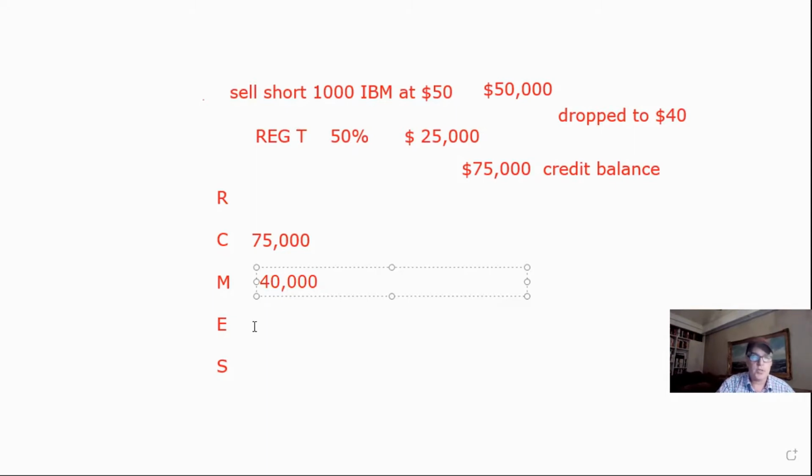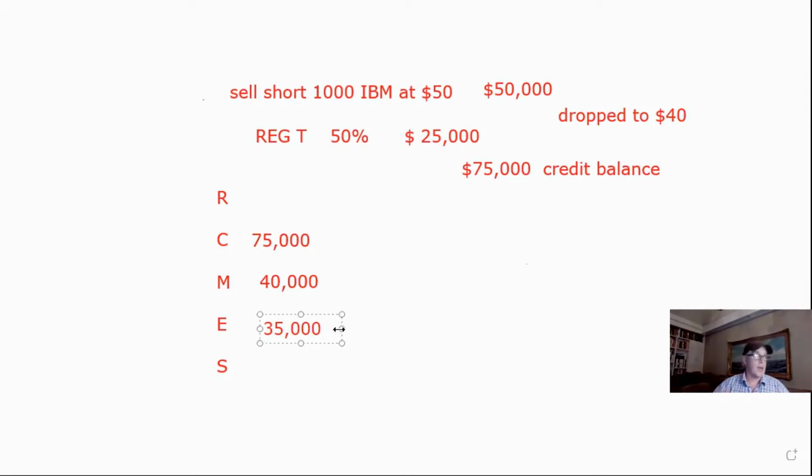That means our equity is what's left if we were to take the 75 we have and buy the stock back for 40. We would leave 35,000. That is our equity, okay? So now that's great. We have 35,000 in equity, if I did the math right.